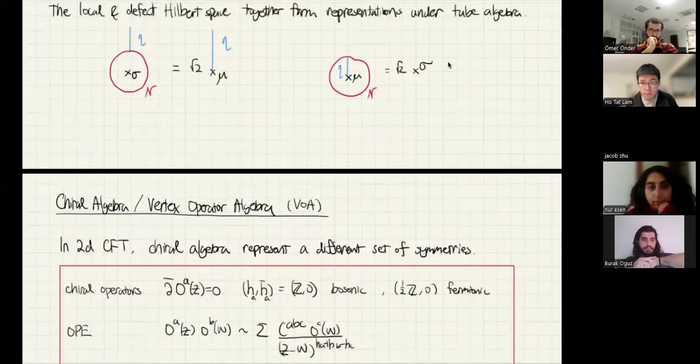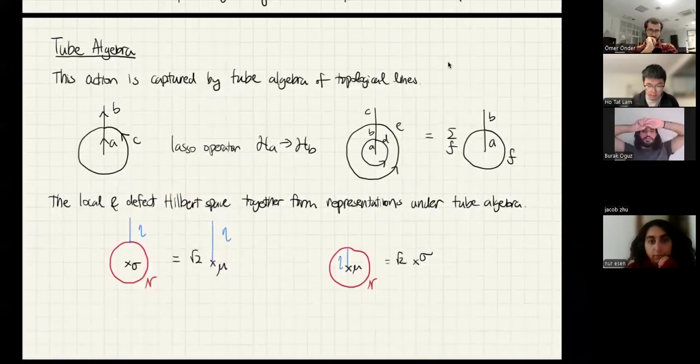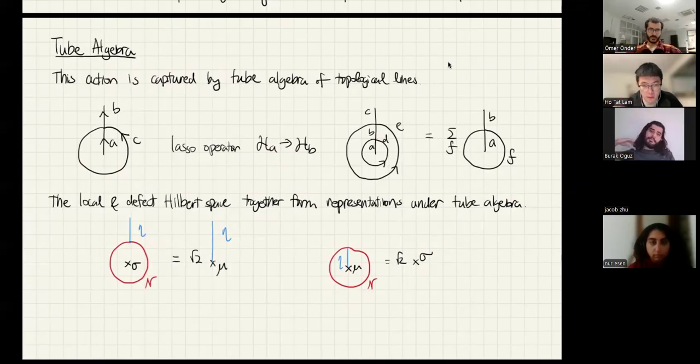Question. Yes, please. So the untwisted Hilbert space is a representation of the global symmetries of the theory we have. Is this also true of the twisted Hilbert spaces? Sorry, can you say again? I didn't hear what you said. So the ordinary Hilbert space that's not twisted is a representation of the global symmetries we have in the theory. Is this also true of the twisted Hilbert space?